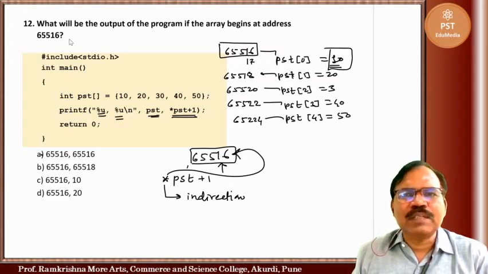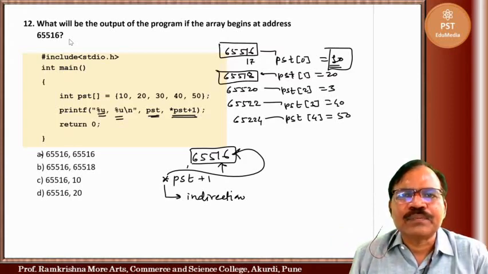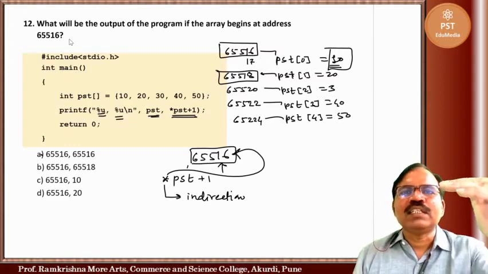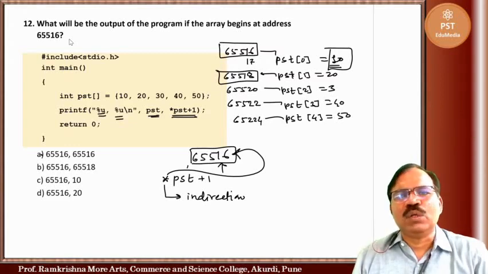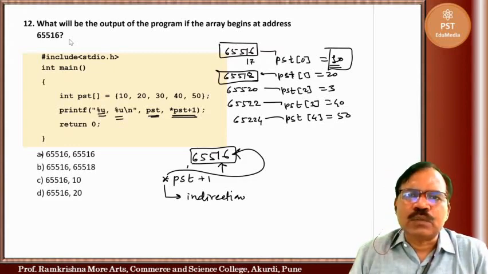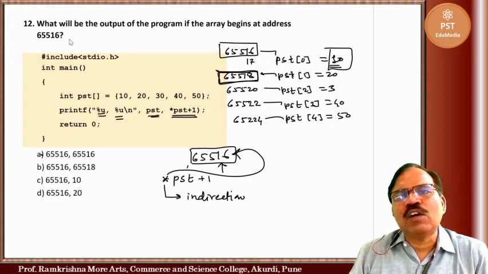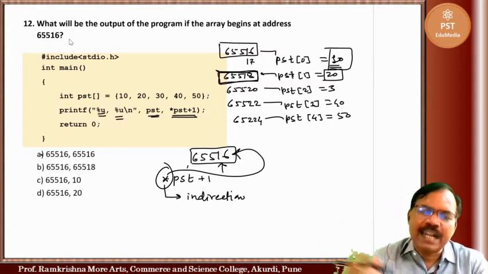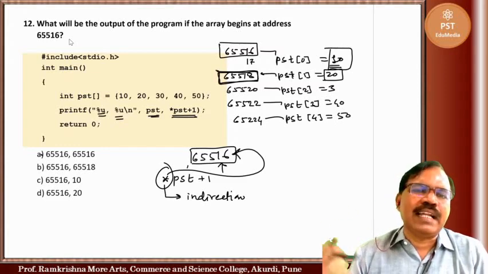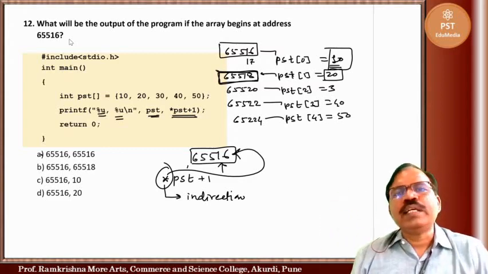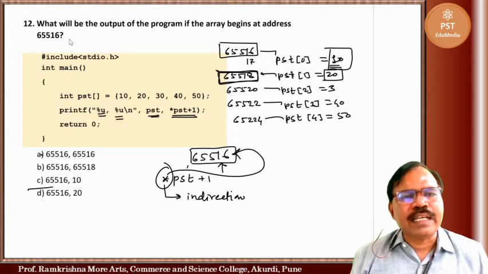Star PST plus 1 means next address. The next address of the array is this one. PST plus 1. It is not 1 because 2 bytes are reserved for PST[0]. So plus 1 means next. So it is what? This one. And the content of that is what? 20. Star gives you the content in that address. In that address means it directs to that address, that location. So here it is 20. So we will get this answer.